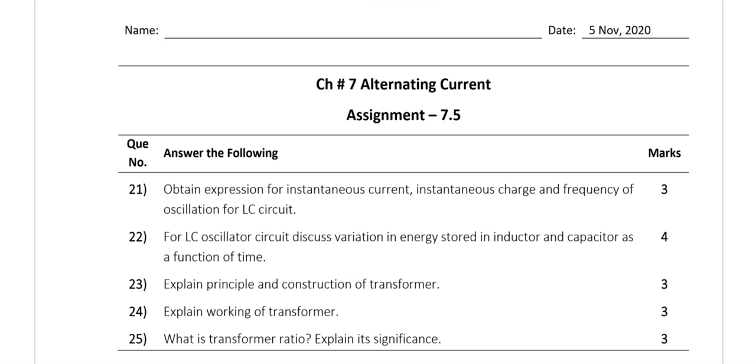Hello students, this is the second video of the last assignment of chapter 7, assignment 7.5. In the previous video session we had the LC oscillator circuit and some equations for the tank circuit. In this video we have the transformer. So we will see the principle and construction of a transformer, and we will also see the working of a transformer, and then at last we will see one important parameter for a transformer, which is called the transformer ratio. So let us start.